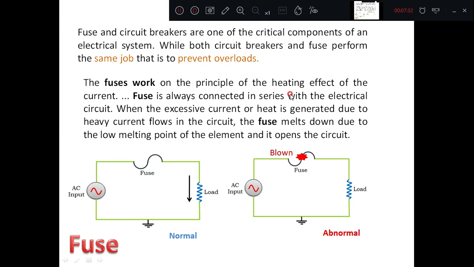The fuse works on the principle of the heating effect of the current. A fuse is always connected in series with the electrical circuit. When excessive current or heat is generated due to heavy current flow in the circuit, the fuse melts down due to the low melting point of the element, and it opens the circuit and protects the equipment. This is the function of the fuse in the system.